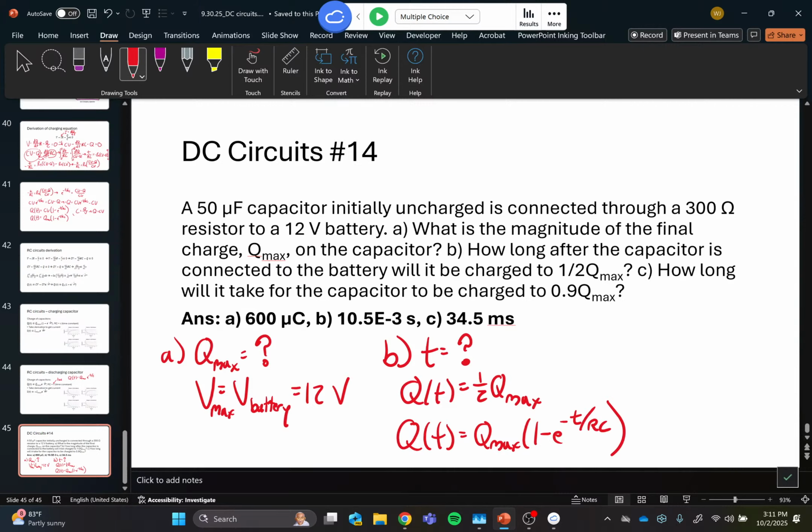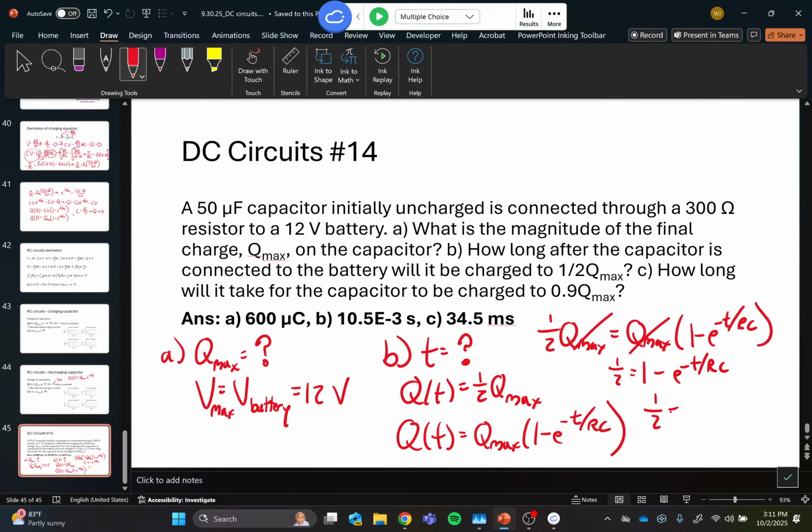If you haven't figured it out for this, you just take this and you put it here, and then you solve. The question is, when do I reach 1/2 Q? My final is 1/2 Q. The Q maxes cancel, so I get 1/2 equals 1 minus e to the negative t over RC. So 1/2 minus 1 is negative 1/2, which cancels with the negative in front, so I get positive 1/2 equals e to the negative t over RC.